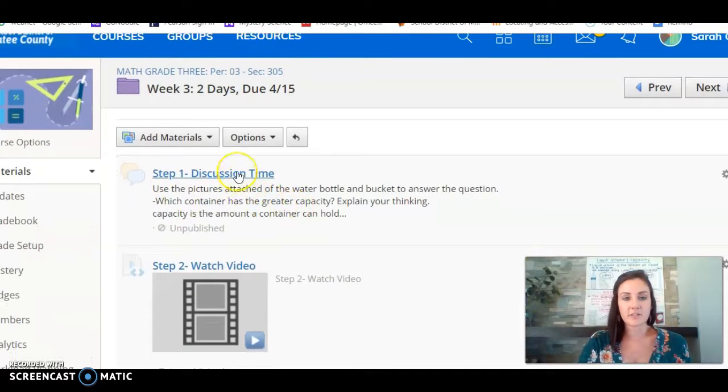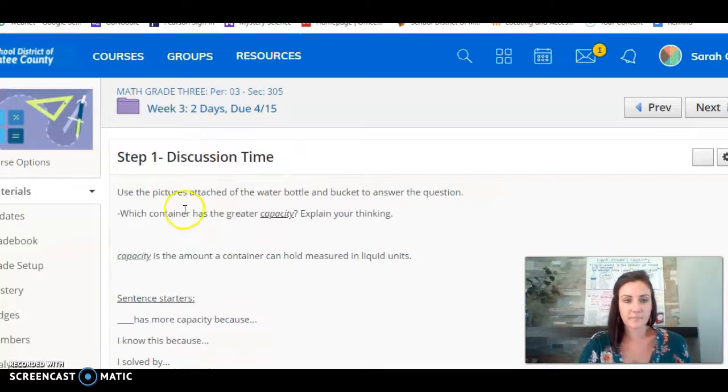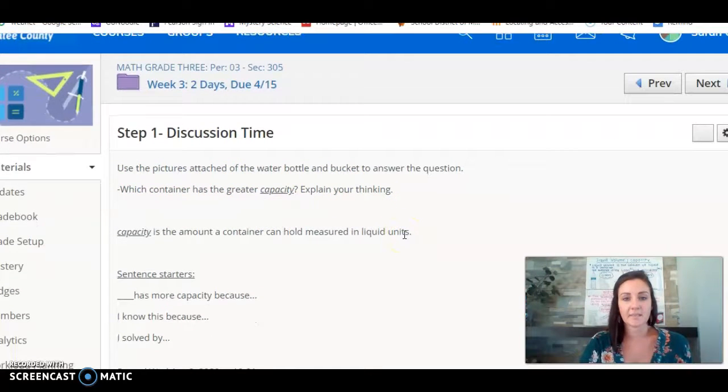You have first your discussion time. So in your discussion, it says use the pictures attached of the water bottle and bucket to answer the questions. Which container has the greater capacity? Explain your thinking. So remember, capacity is the amount a container can hold measured in liquid units.